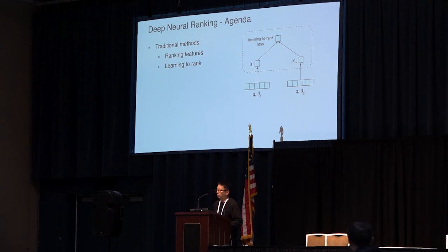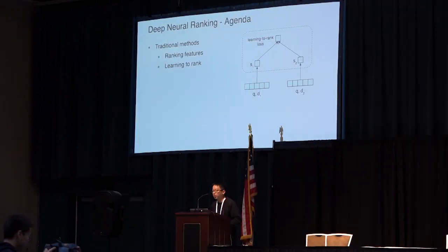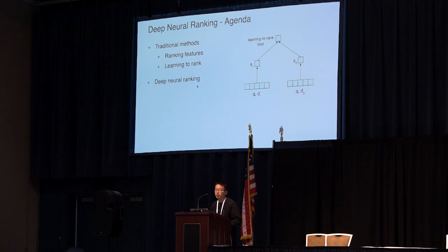On the right side, this is an example of the pairwise ranking. We can compute a score S1 for the first document and then the score S2 for the second document. The learning to rank input is only the score. It's only the scores.